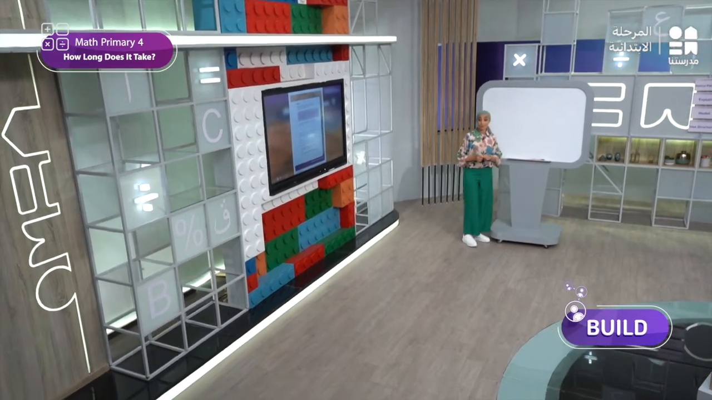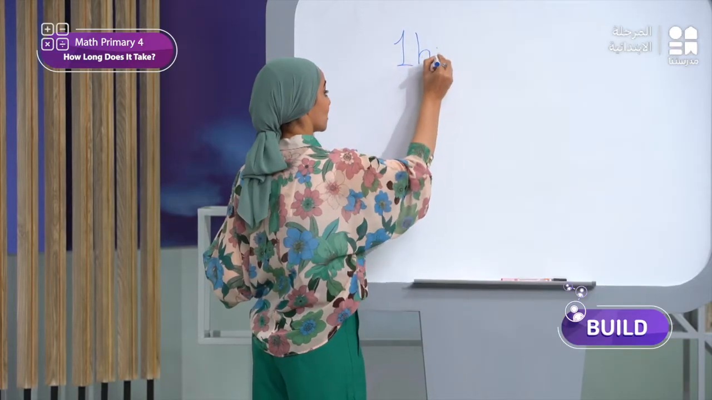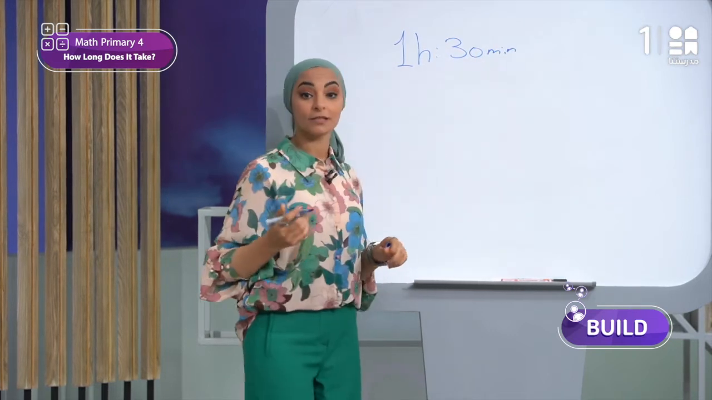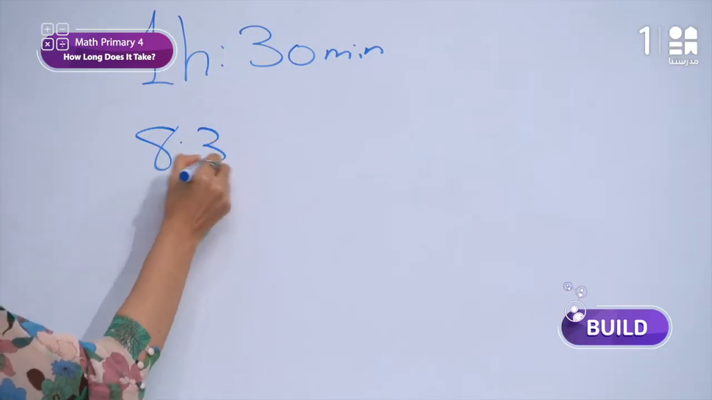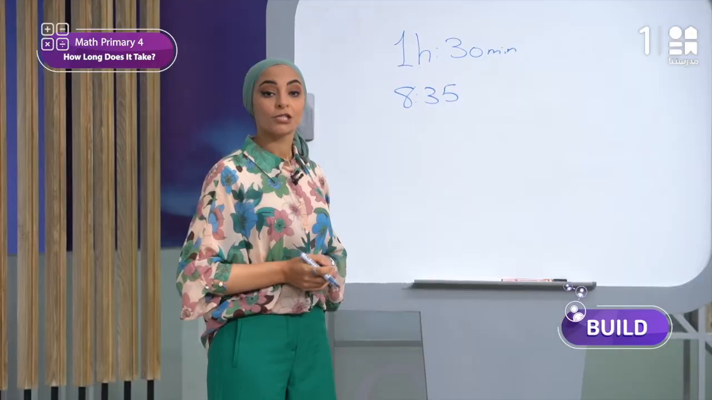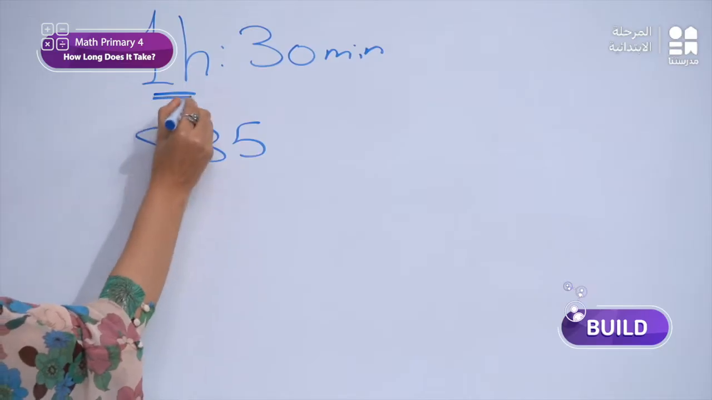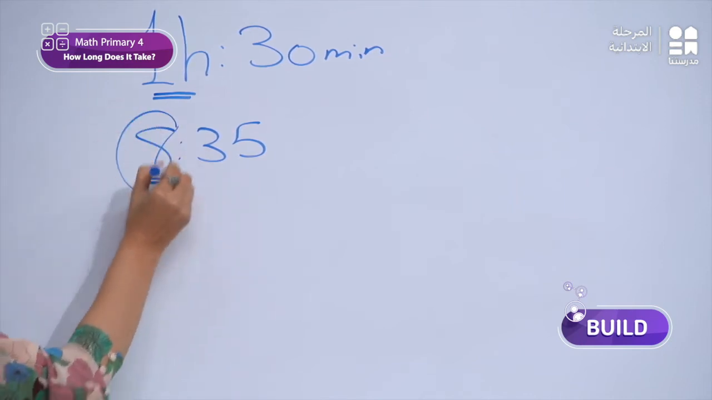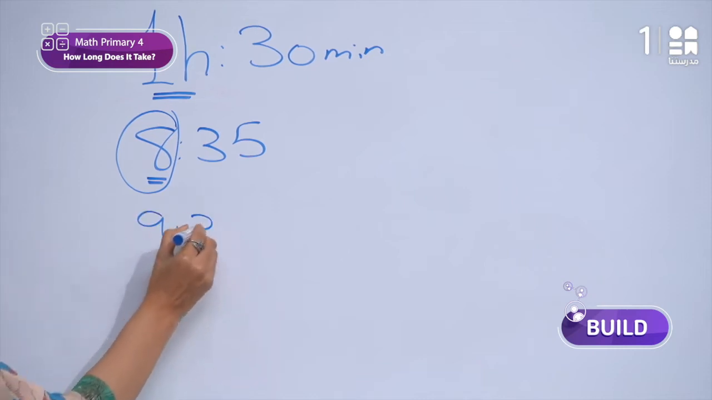طيب دلوقتي فرح قعدت تجري 1 hour and 30 minutes, right? Okay. She started at 8:35. طيب عايزة أعرف هي هتخلص إمتى. So what should I do? أول حاجة هعملها I will add 1 hour to 8:35. طيب this is the hours. يبقى 8 plus 1 hour gives me 9:35.